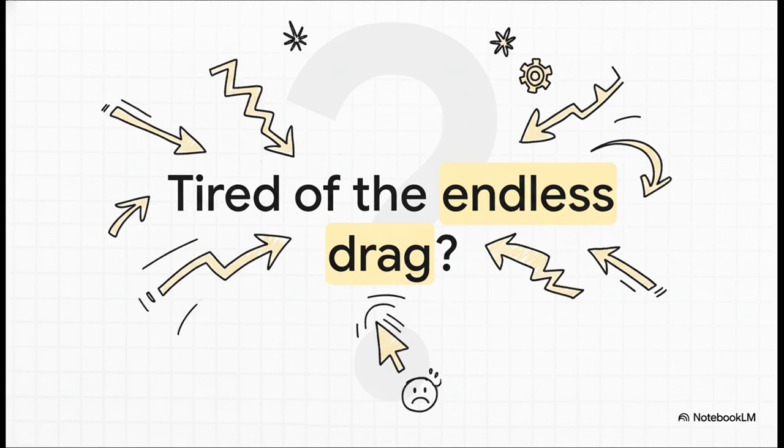You know the feeling. You're trying to highlight a specific chunk of text and you're just dragging that cursor. You go a little too far, then you have to drag back. It's slow, it's not very precise, and let's be honest, it's kind of annoying. But what if I told you there are way, way better methods?